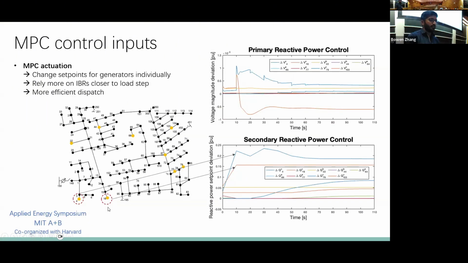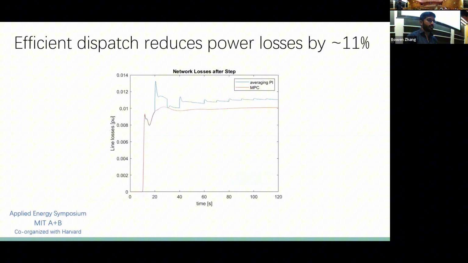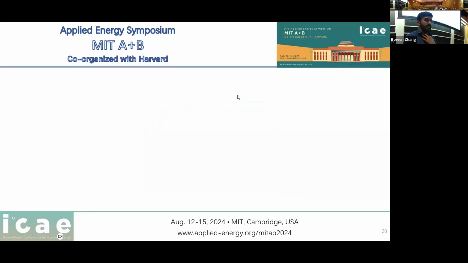For example, because we have the load step at node 17, we see that the reactive power set point is changing most significantly at the generators at node 4 and 16, because these are closest to that load step. This is essentially a more efficient way of solving that voltage control problem, and it also helps reduce the power losses. The MPC has around 11% lower network losses compared to the averaging proportional integral approach.